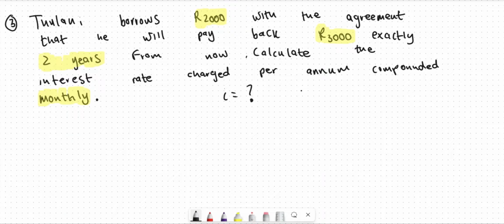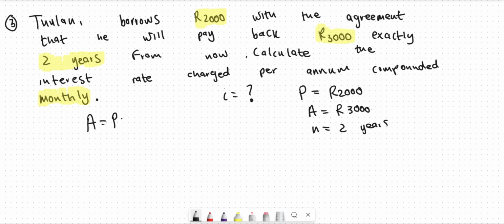What does the question give us? It gives us the amount of money he invested, which is 2,000. It gives us what it grows to, or what he's going to pay it back as, which is 3,000. It tells us that the N is 2 years, so he's going to pay it exactly 2 years from now. The question is, what is the interest rate? So again, we employ our compound interest formula. We substitute. We have 3,000 for the A. We have 2,000 for the P.